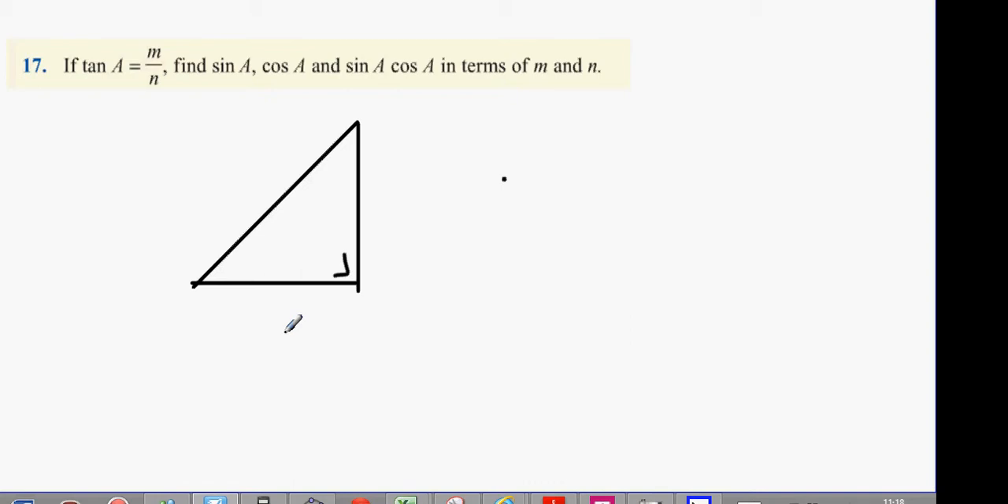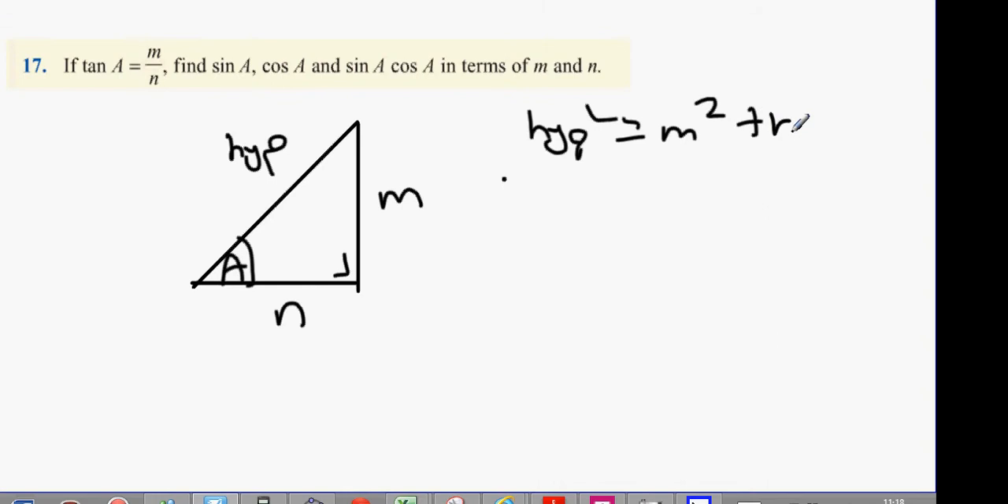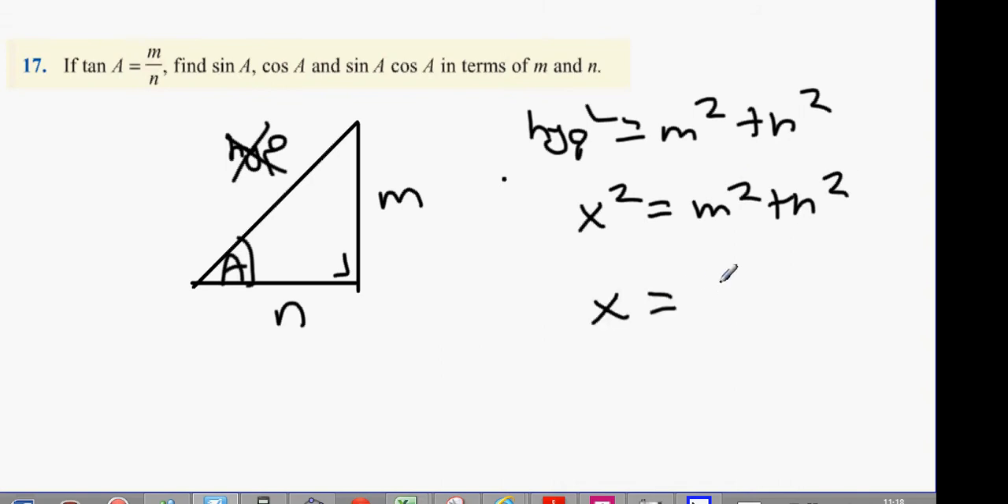Okay, guys. N is on the bottom. M is here. Opposite over adjacent. Everybody happy with that? Because tan is opposite over adjacent. Figure out what the hypotenuse is. Hypotenuse squared equals m squared plus n squared. Let's call the hypotenuse x. X squared therefore equals m squared plus n squared. X therefore is the square root of whatever m squared plus n squared is.